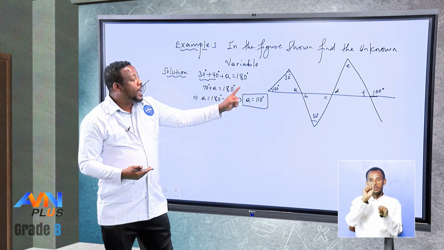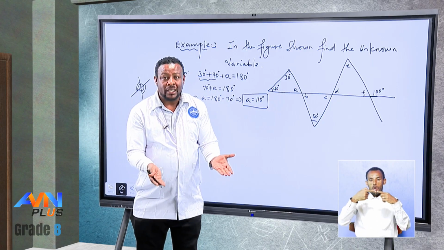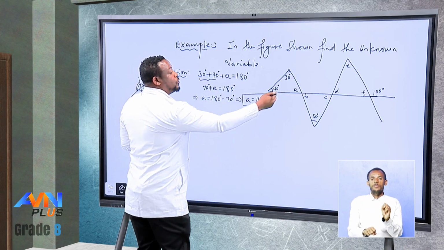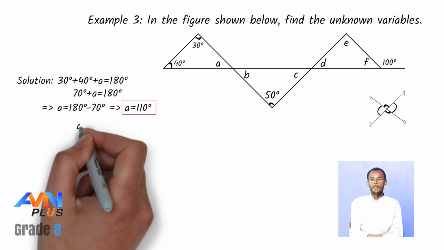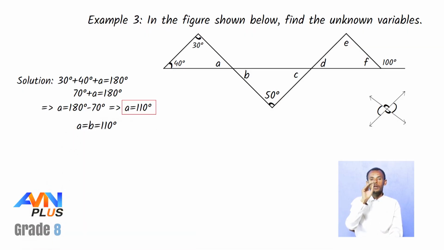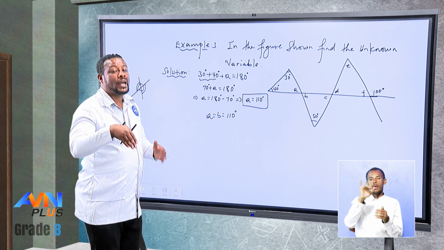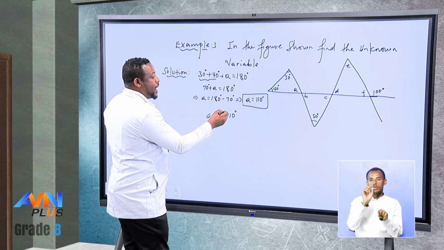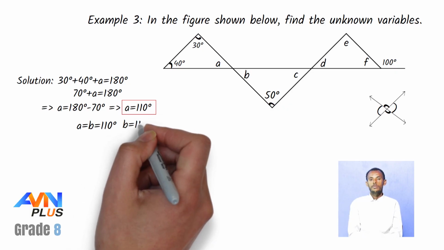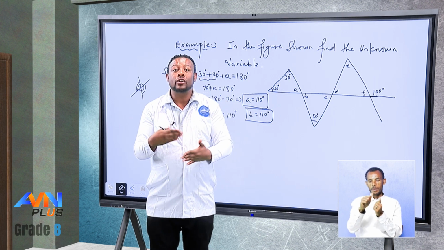So A and B are vertically opposite angles. So immediately you can get the value of B from A. So A and B are the same, which is 110 degrees by vertically opposite angles. That is the reasoning that you need to state, right? So we have the B value here. B is 110 degrees.